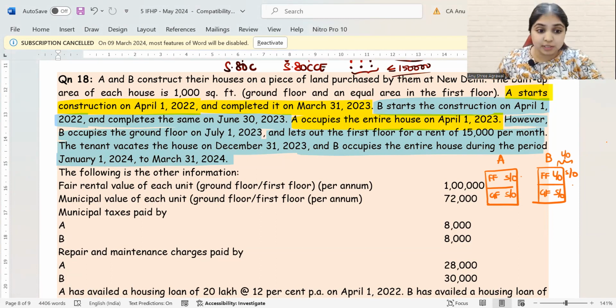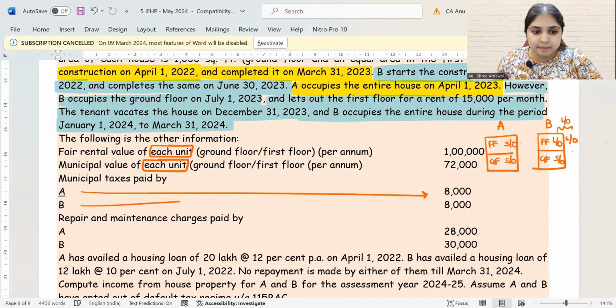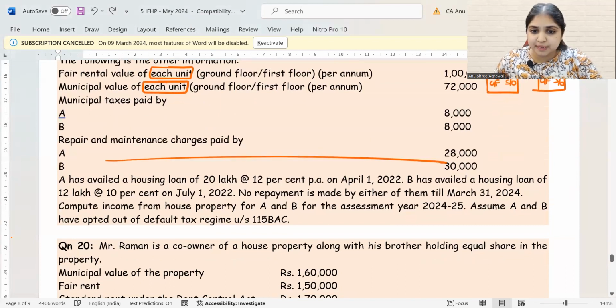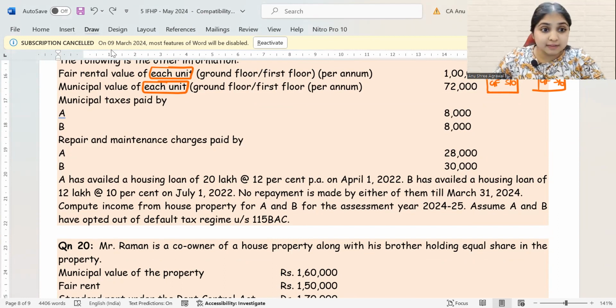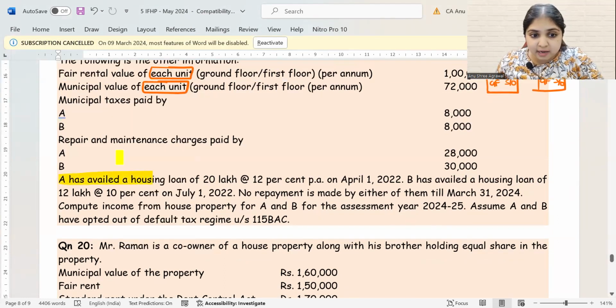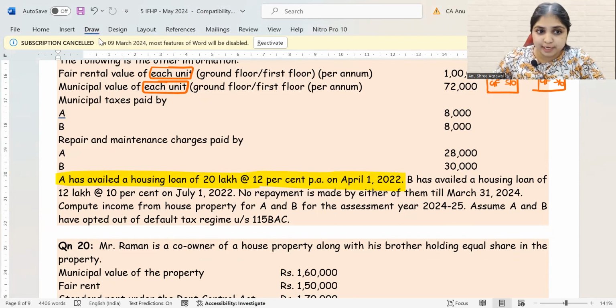Then look at the other information. Following is the other information. Fair rental value of each unit, 1 lakh. Municipal value of each unit, 72,000. Municipal tax paid by A, municipal tax paid by B. Repair and maintenance charges paid by A, repair and maintenance charges paid by B. Again, they are giving us special information about Mr. A. They are saying that A has availed a housing loan of 20 lakhs at 12% per annum on 1st April 2022.